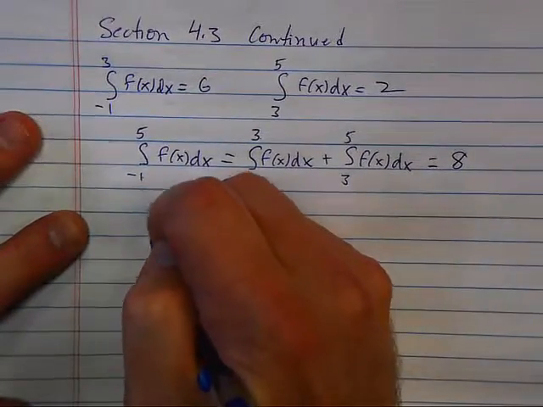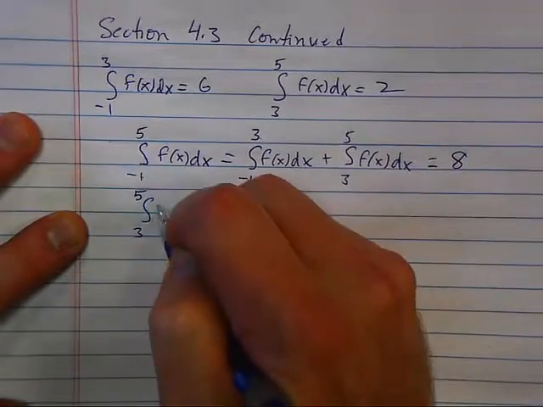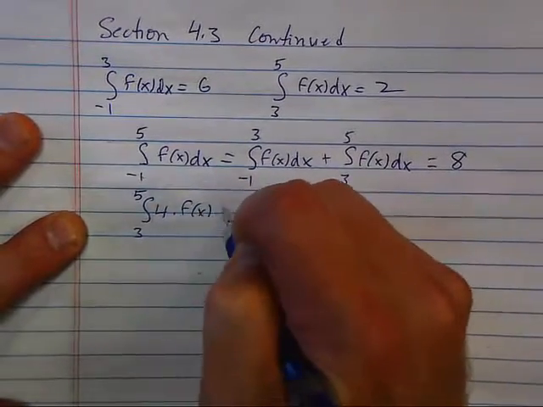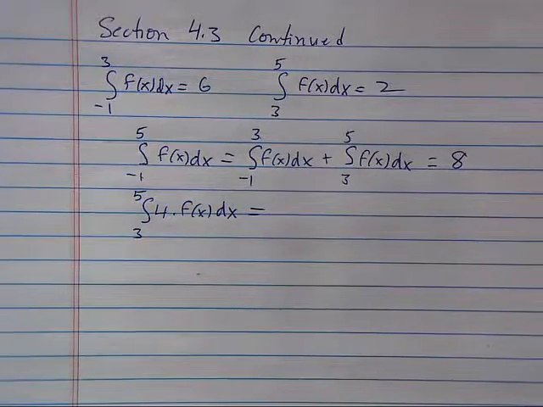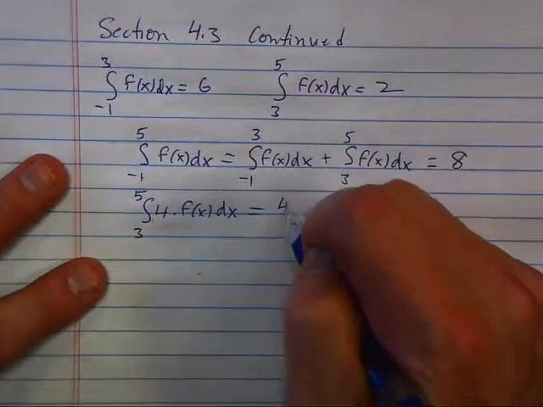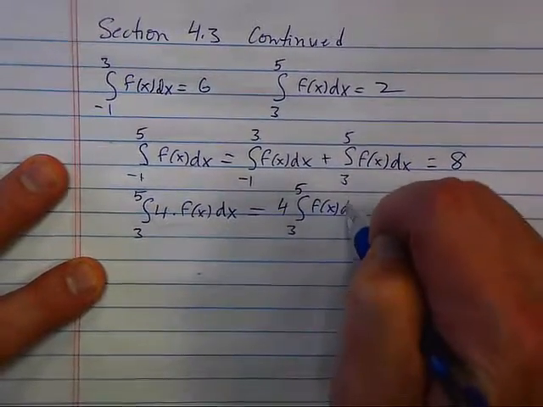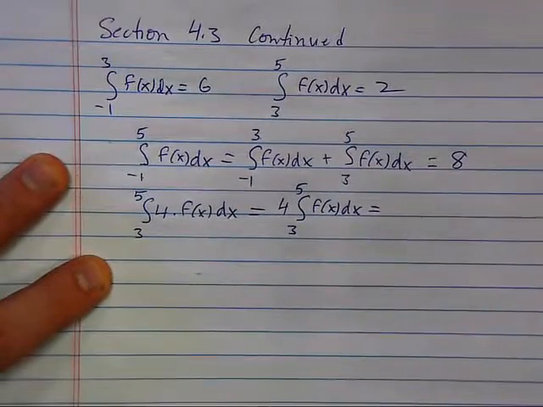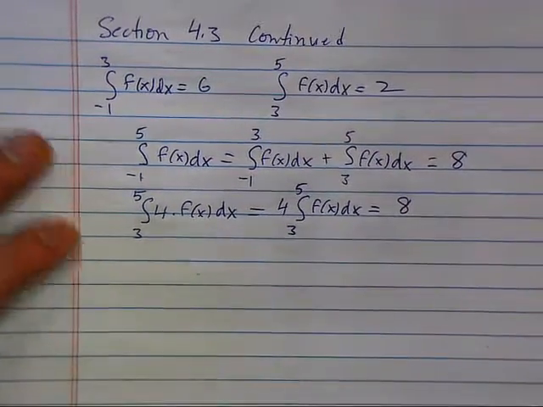What's the integral from 3 to 5 of 4 times f of x dx? One of our theorems said that's 4 times the integral. Numbers can come out front like so. And so the answer would be 8 again. That was a happy accident. I didn't mean to come up with 8 twice.